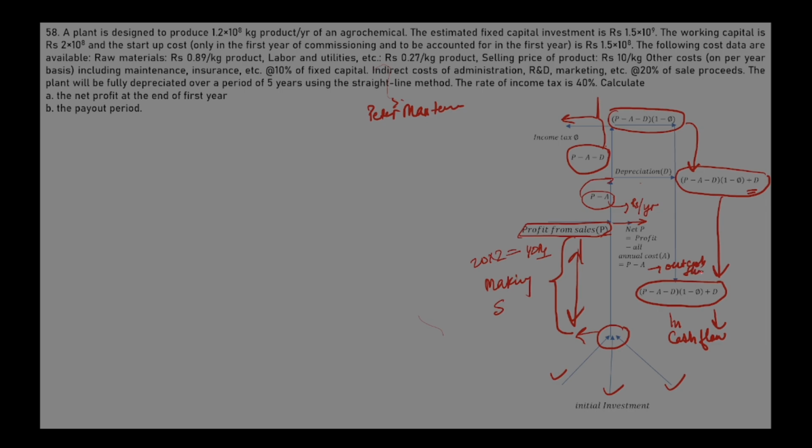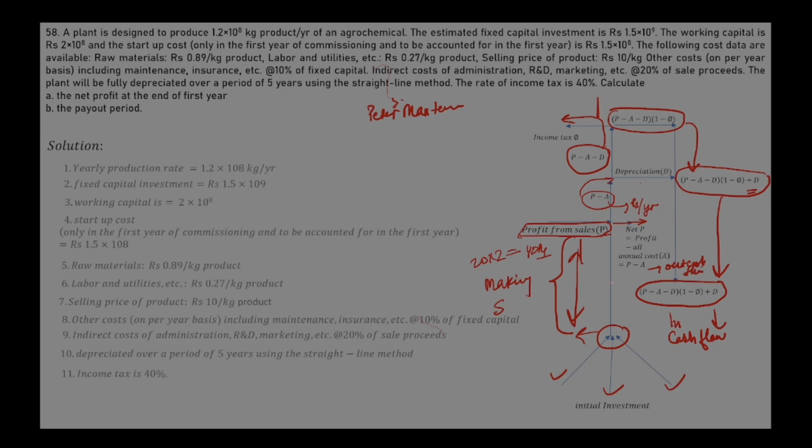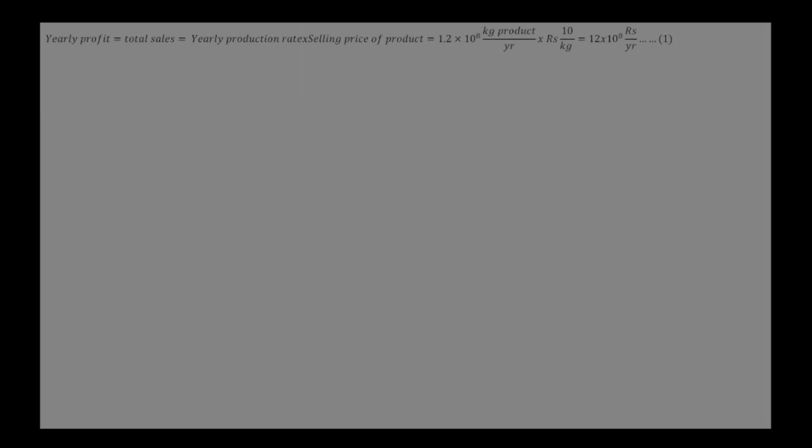Okay, so now we will see everything we have. Very first, total sale is equal to yearly production rate into selling price. So we get yearly profit, this. Total capital investment: TCI is equal to FCI plus WC. So this is total capital investment.